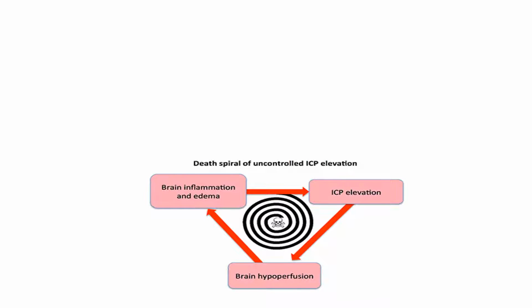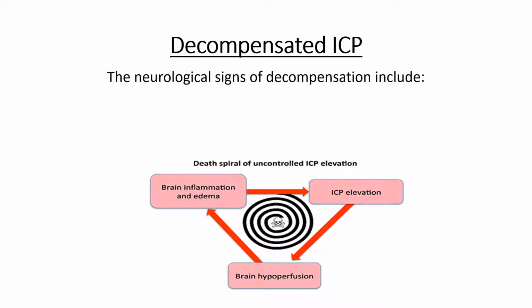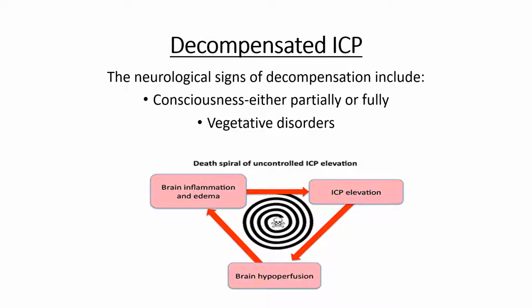So this diagram is the death spiral of uncontrolled ICP elevation. As you can see, it starts with brain inflammation and edema, which then leads to a rise in elevation of the intracranial pressure, leading to brain hypoperfusion or lack of oxygen. And then the cycle continues unless the intervention is maintained. So the neurological signs of decompensation include loss of consciousness, either partially or fully, vegetative disorders, or injury of the cranial nerve.